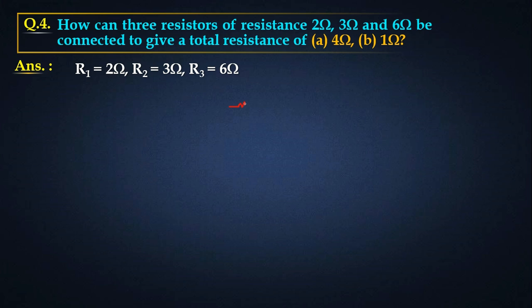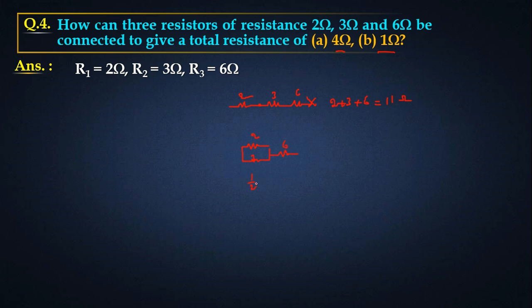So here 2 ohms, 3 ohms, 6 ohms. If it is in series, 2 plus 3 plus 6 is equal to 11 ohms. So here there is no option to get 11, so we are not supposed to connect it in series. So let me do one thing. Let me connect the first two in parallel, 2 ohms and 3 ohms, and another in series, 6 ohms.